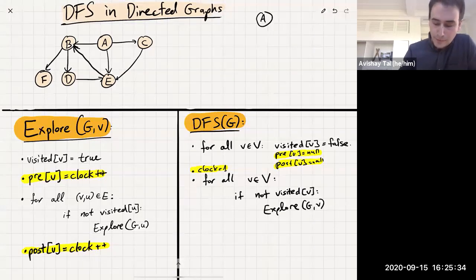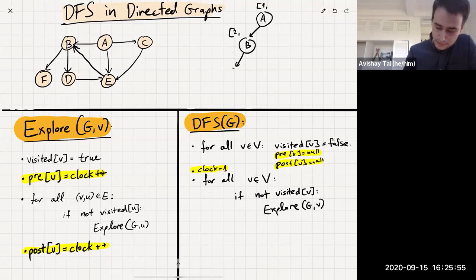Okay, so I'm starting from A. The clock is at 1, so the pre number is 1. I'm writing for every vertex the pre number and the post number of this vertex. Now I'm exploring. I'm going from A to B. So the pre number of B would be 2. Now I'm going from B to D. From D to E.